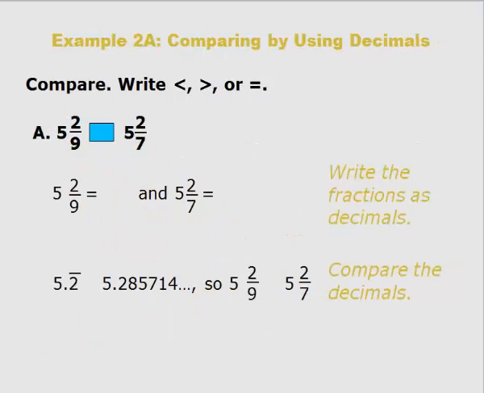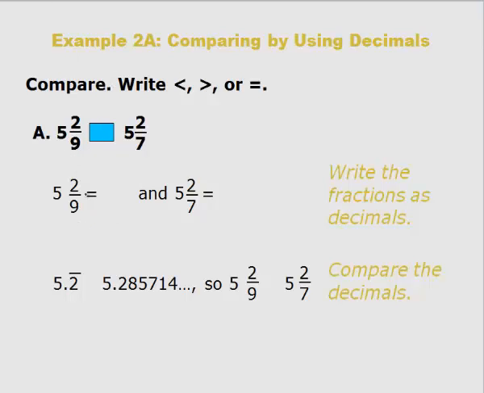Let's look at example 2. Sometimes we have mixed numbers. And they can be done the same way we just talked about. We can use a common denominator. But sometimes, especially if you're good at division, it is just as easy to divide these out and see what they could be.